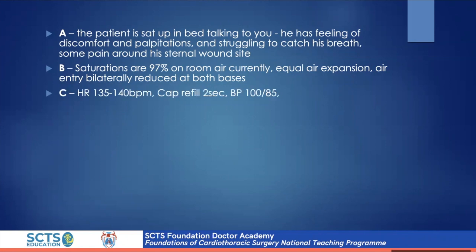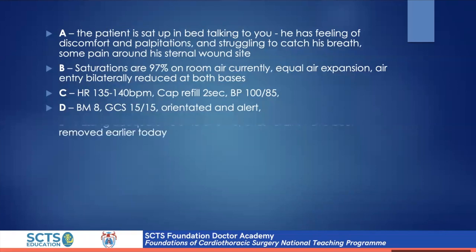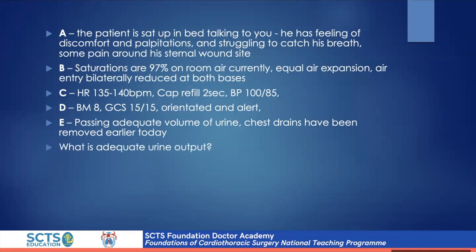Again, we talked about the circulation. So he's tachycardic, fast AF. Capillary refill is normal at 2 seconds. Blood pressure is 100 systolic. Don't forget glucose, BM is normal at 8, GCS 15, and he's orientated. He's passing adequate volumes of urine. Unfortunately, we can't measure it properly because his catheter was taken out this morning and also his chest drains have been removed earlier today. But he said to you he's been passing urine. What does everyone think? What is adequate urine output?